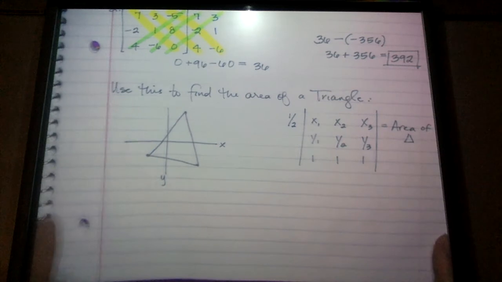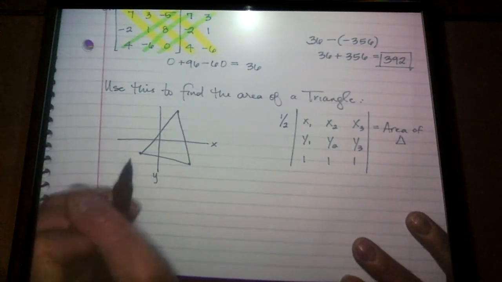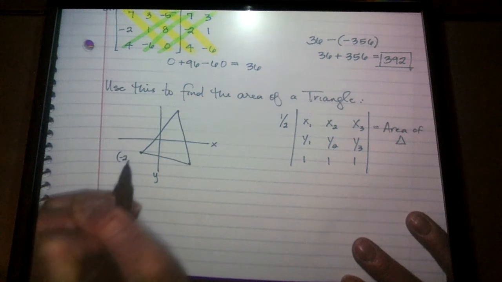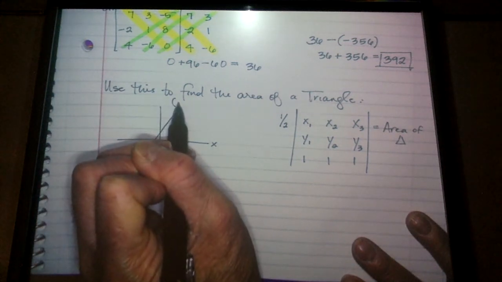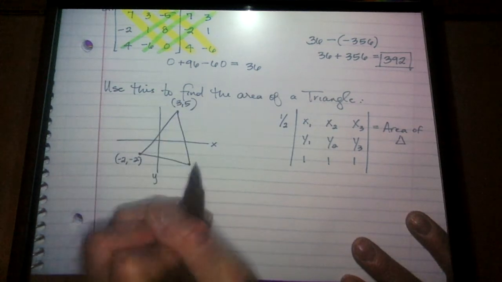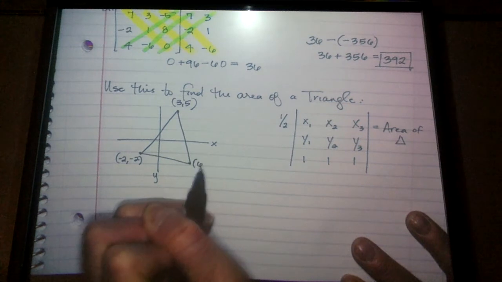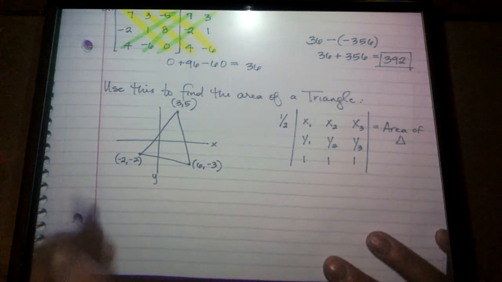Sorry about that. So I'm going to give this triangle some coordinates. I'm going to say this point here is -2, -2. This point here is 3, 5. Sorry, I had to look at my notes. And here is 6, -3. Okay, so let's work it out.